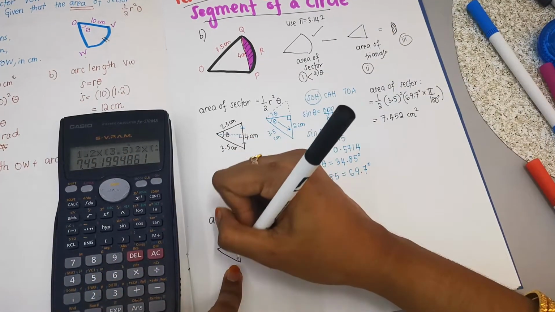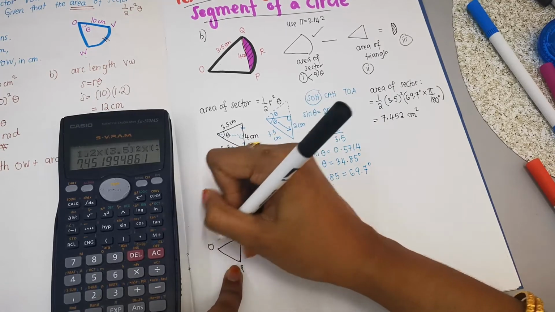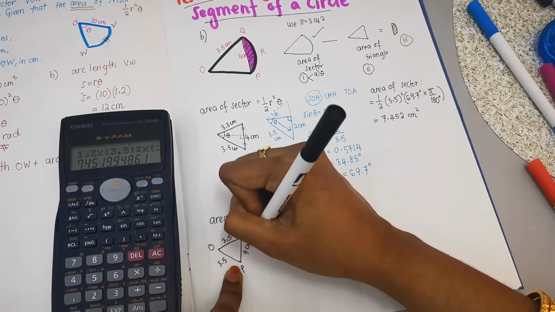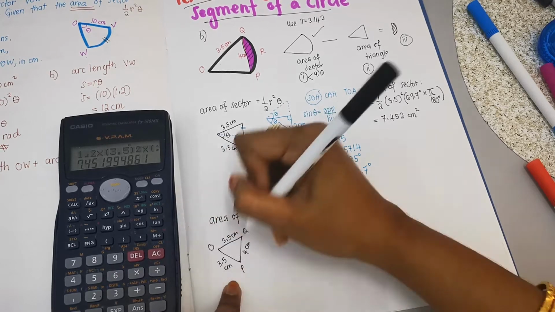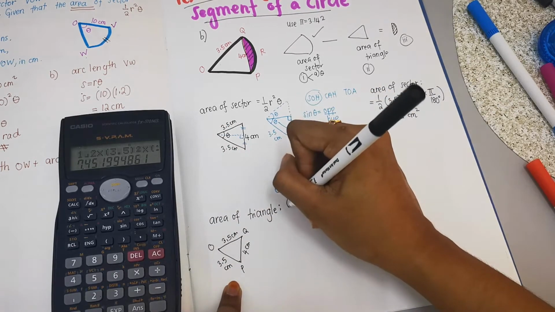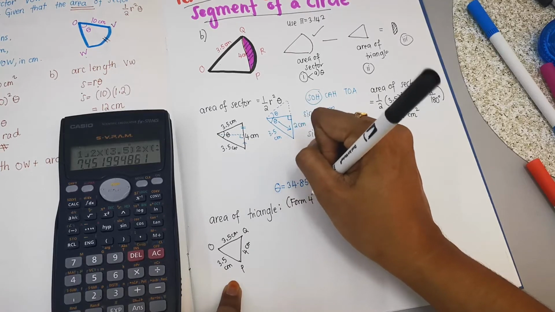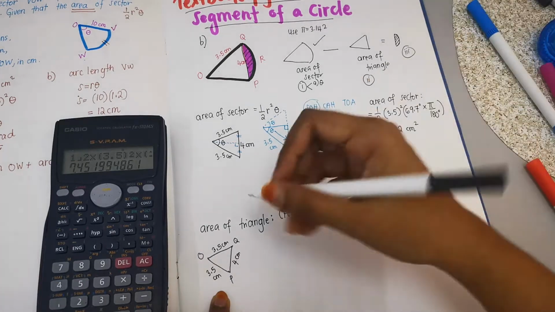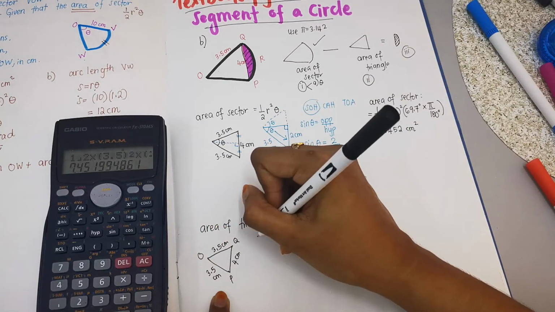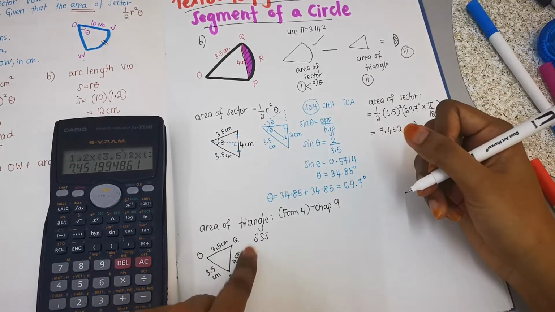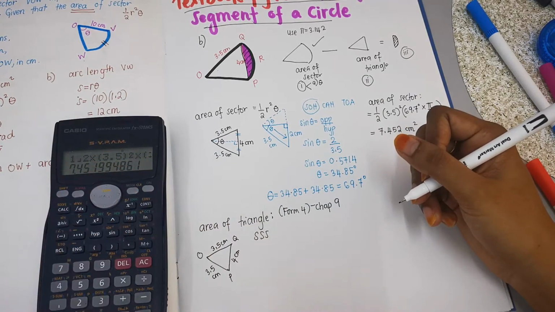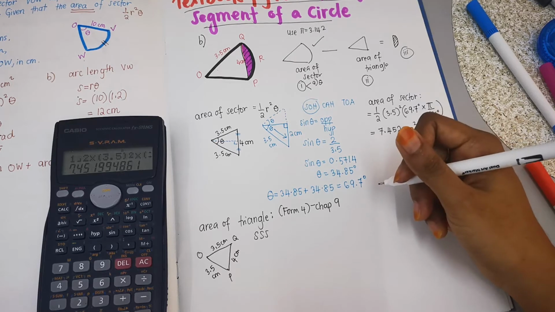Okay, this is P, Q, this is O. So we have here 3.5, we have 3.5, and here we have 4 cm. When you have all the sides, this one you have to refer back to Form 4 chapter 9. So area of triangle, if you have SSS, which is side, side, side, if you have all the sides, you are going to use the formula.